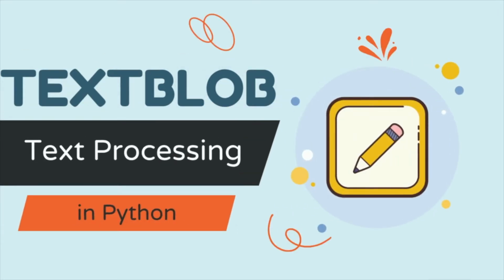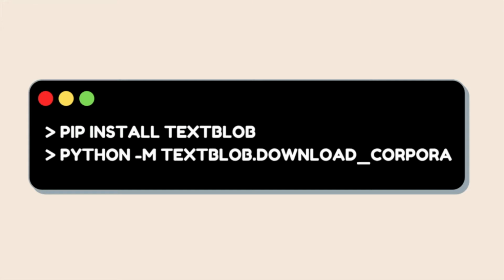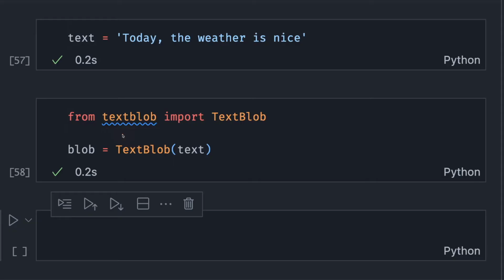In this video, you're gonna learn what TextBlob is and how to use it to process your text data. To install TextBlob, type pip install textblob. To use TextBlob, simply wrap the TextBlob object around your text. In this case, it is "Today the weather is nice." Now you are ready to use some cool methods of TextBlob.